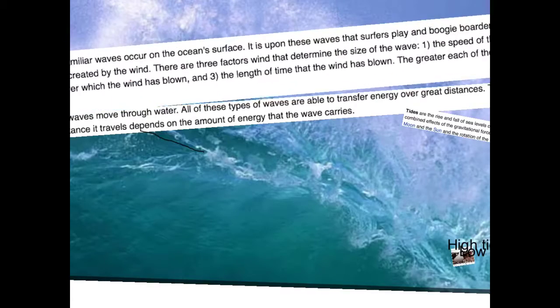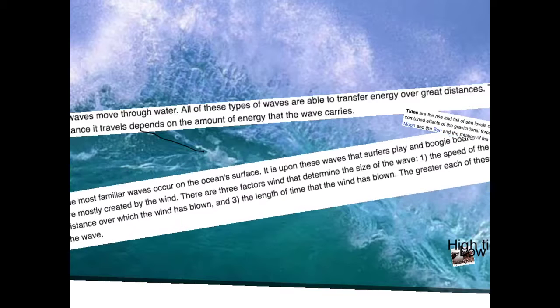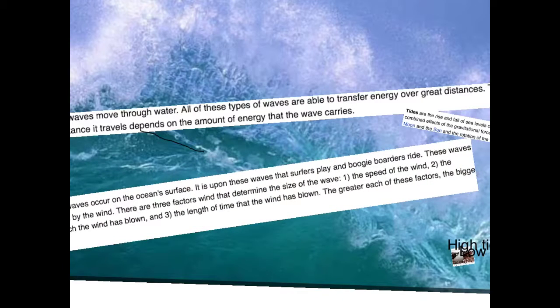There are three factors that determine the size of a wave. The first is the speed of the wind. So if you got a really, really windy area, the waves are going to be higher. That's why things like Hawaii, California are good places to surf because they're pretty windy. You got a lot of wind going on there. While on the East Coast, there's not so much wind going, so surfing wouldn't be the greatest.